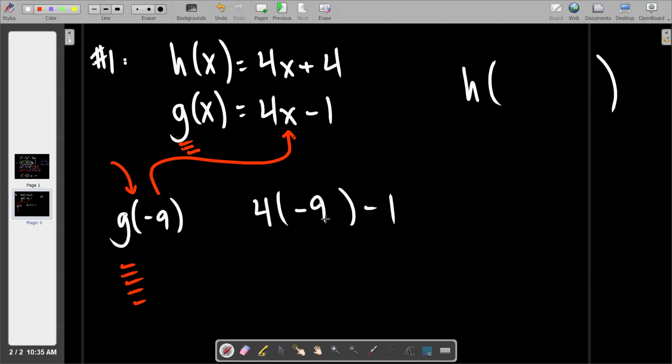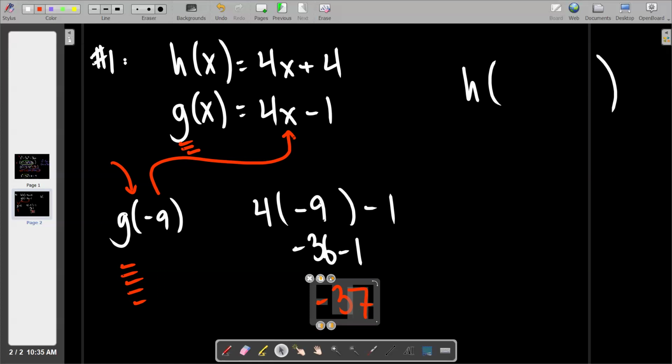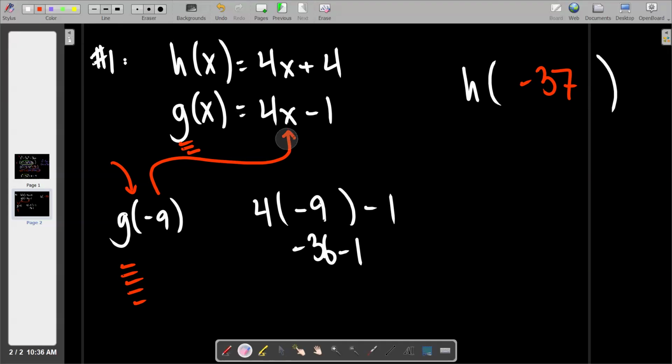So it's 4 times -9, which is -36. Right. And then -36 minus 1 is -37. So what we do now is we take the answer -37, ready? And we put it back up here. So now you see the math problem we actually have to do is h of -37.